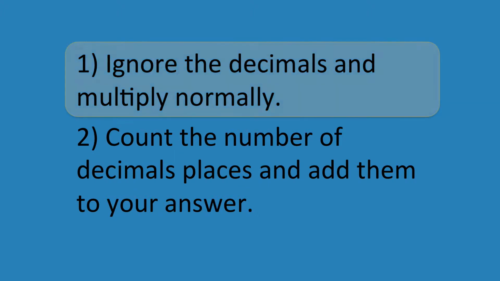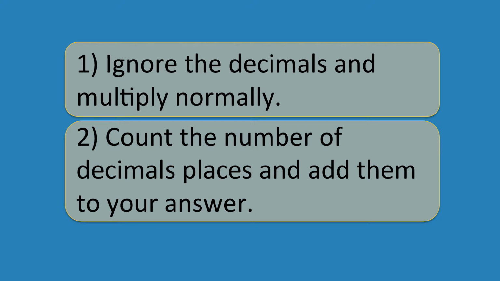First, you ignore the decimals and multiply the resulting whole numbers normally. Then you count the number of decimal places that were in the problem before you ignored them and add them to your answer. Let's look at an example.